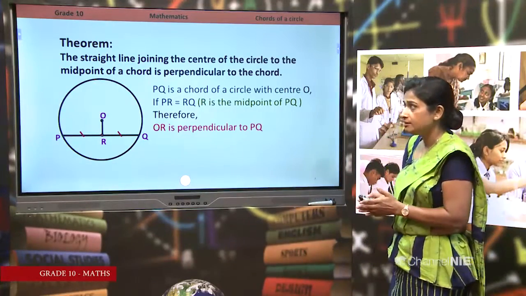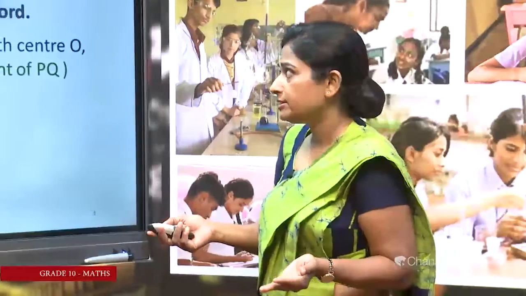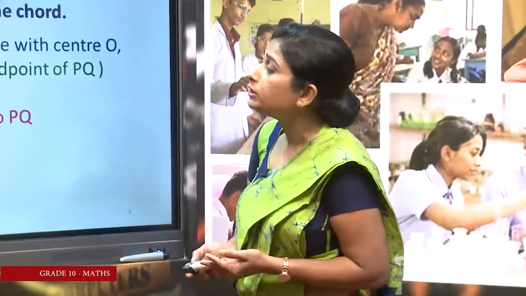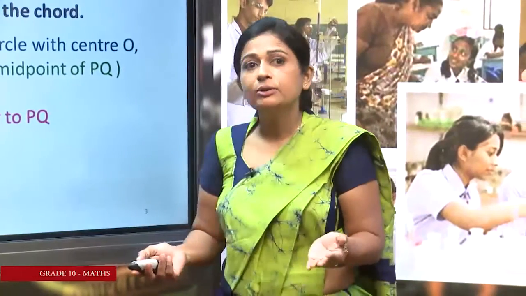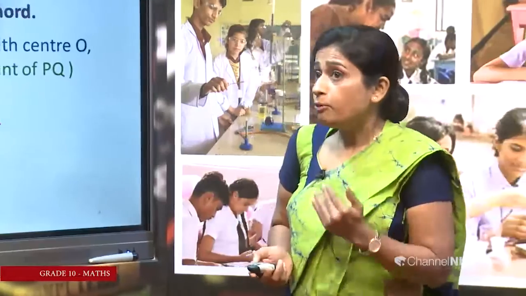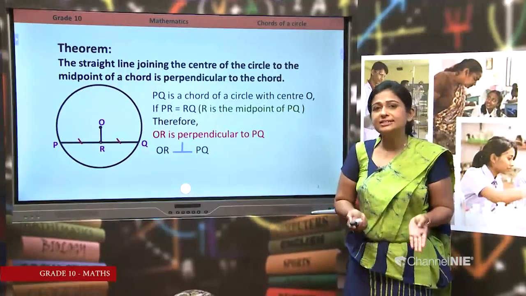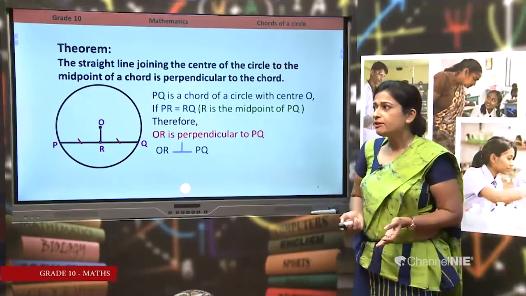Again I am saying the theorem. The straight line joining the center of the circle to the midpoint of a chord is perpendicular to the chord. Can you say it with me? Now we move to the converse of the theorem. Today we are going to learn the converse of the theorem.